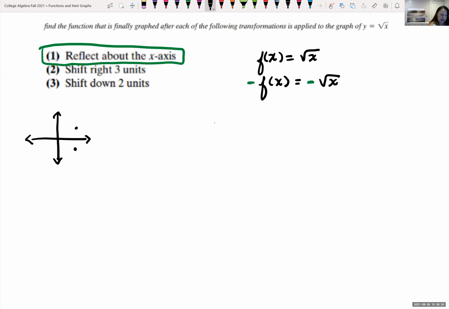Well, let's first look at what y or f of x equals the square root of x looks like. Our original function looks like this, that general shape. If we reflect this across the x-axis, we now get the graph that looks like this.